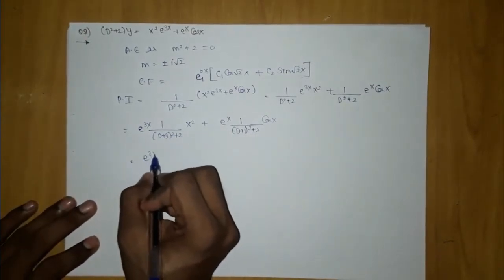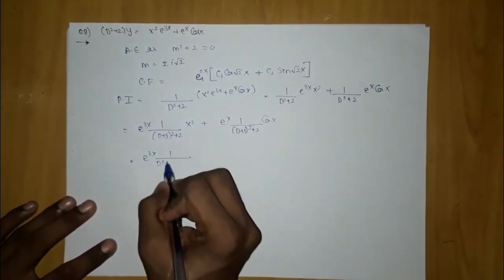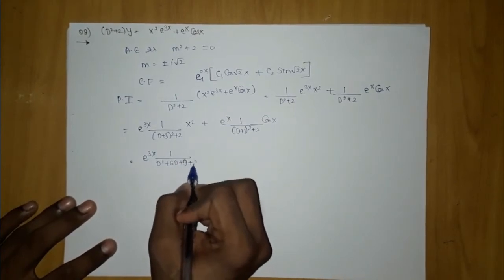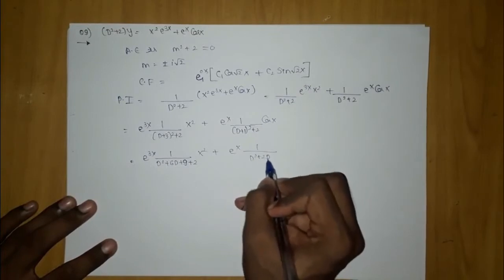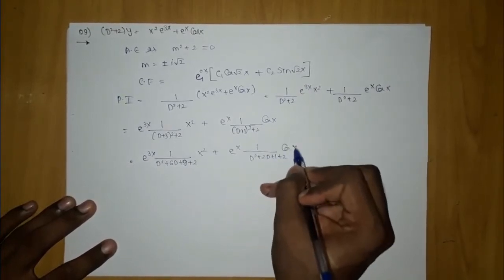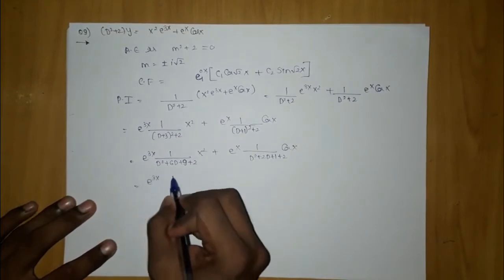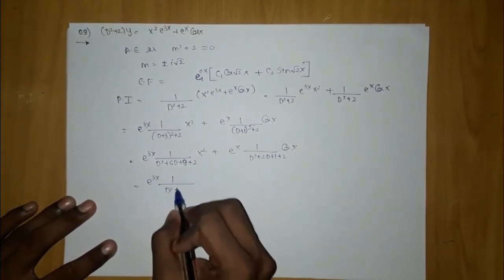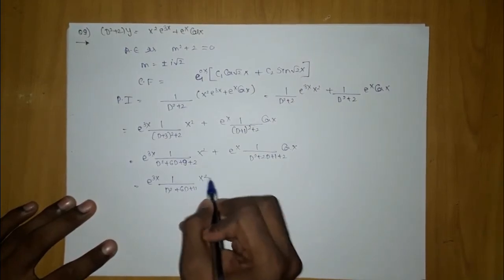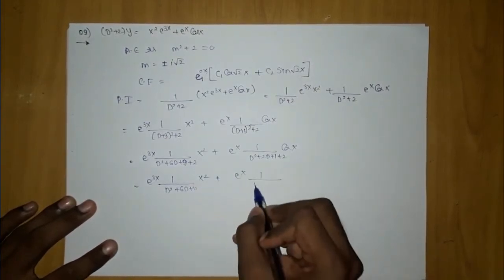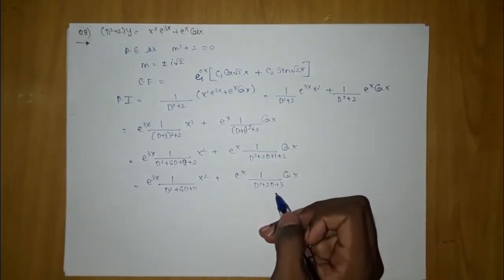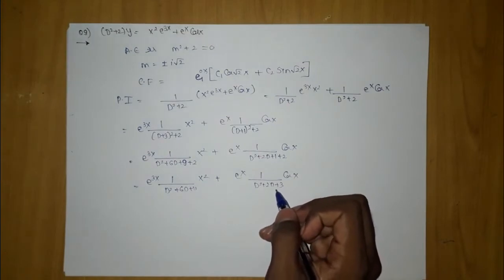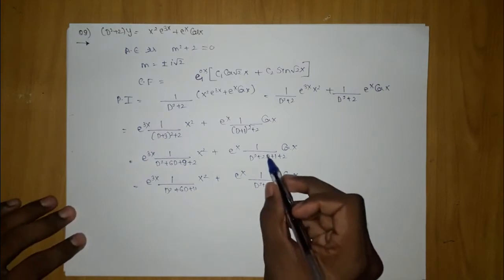Further on, e to the power 3x times 1 by D square plus 6D plus 9 plus 2 into x square, and here e to the power x times 1 by D square plus 2D plus 1 plus 2 into cos x. If you simplify further, e to the power 3x times 1 by D square plus 6D plus 11 into x square, e to the power x times 1 by D square plus 2D plus 3 into cos x. Now we are going to solve this. If we try to simplify them, here you can see we have 2D.